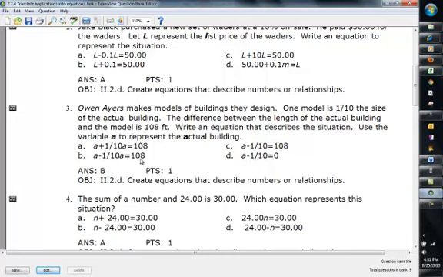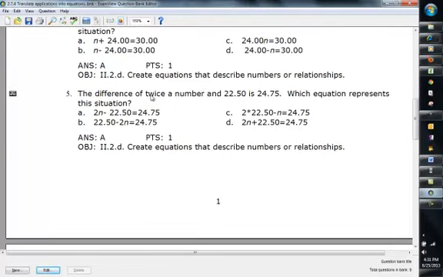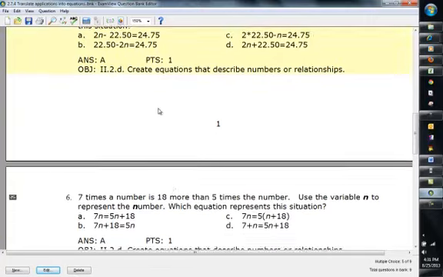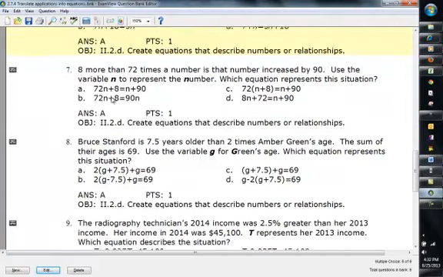Difference means subtract. The sum of a number and 24 is 30, so n plus 24 equals 30. You see, it's just a straight out record there. Difference means subtract, so 2n minus 2250 equals 2475. That'd be letter A here. 7 times a number, 7n, is equals 18 more than, this is a switch order word, so the 5n is going to go first, the 18 is going to go at the end, and so letter A is the correct answer there.